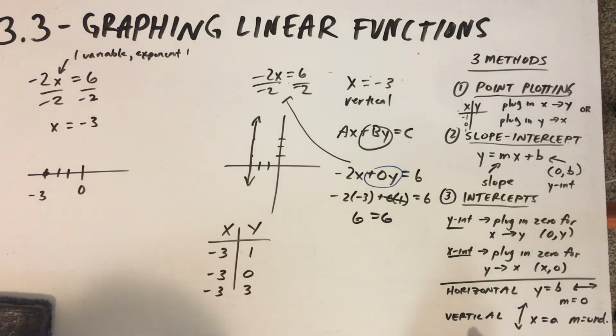So what you need to remember is that a vertical line is x equals some number. The a just means some number. And the slope is undefined. We'll get more into that in the next lesson.